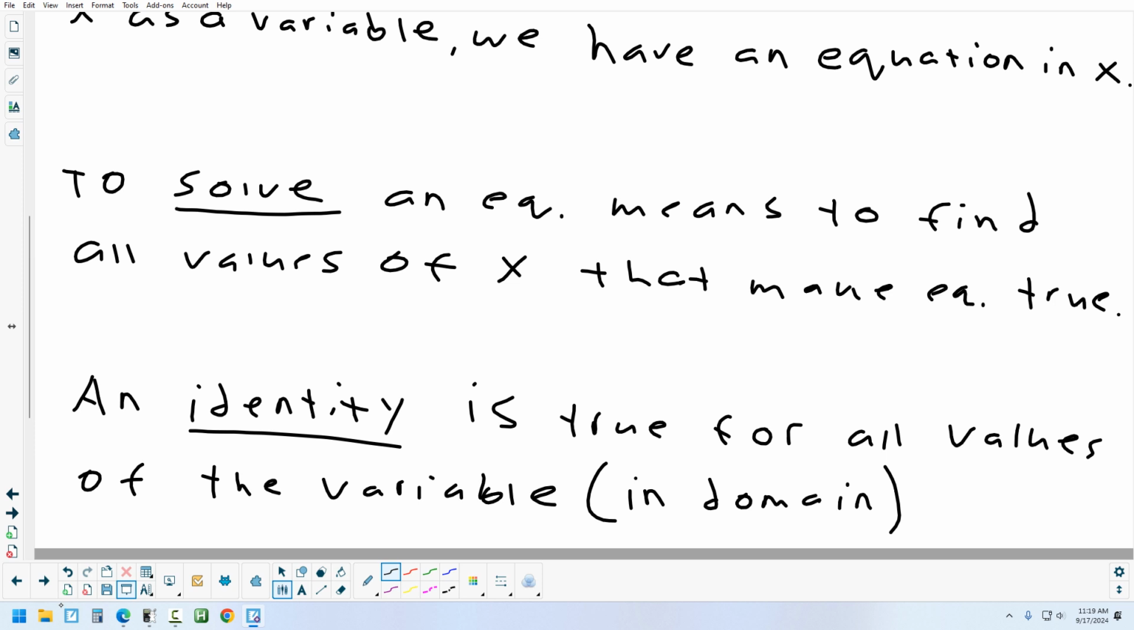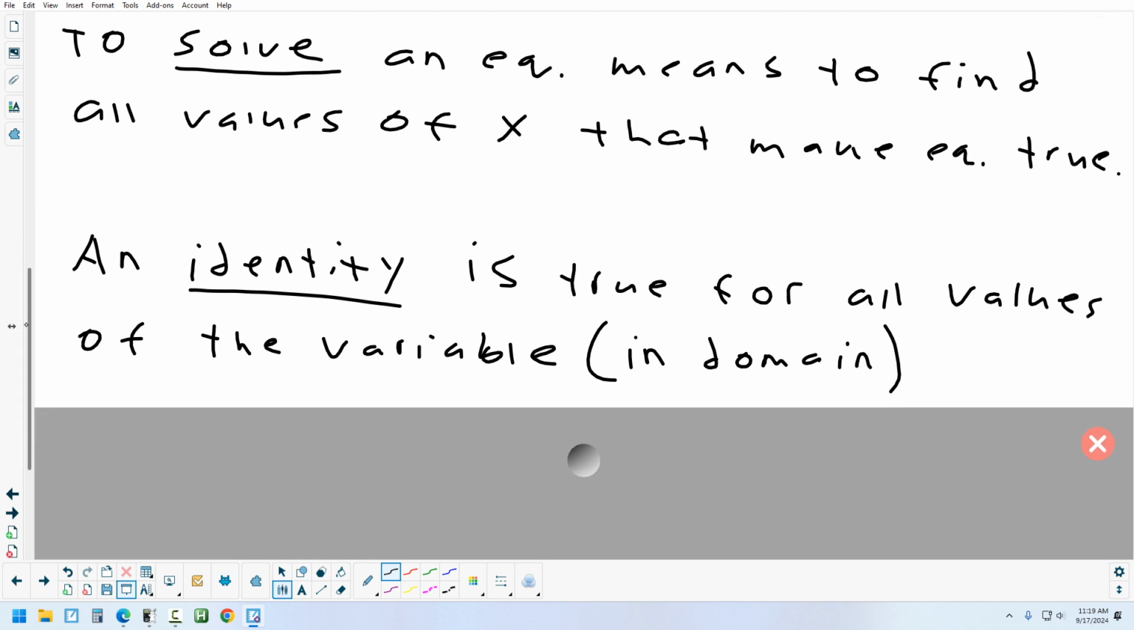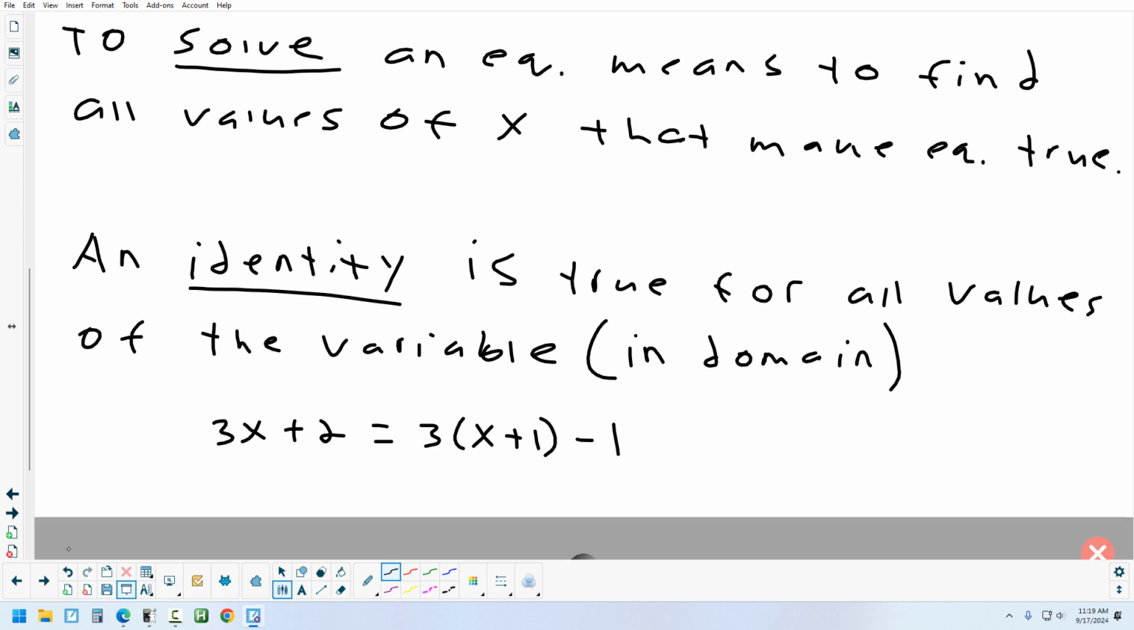So some equations are what we call an identity. If something is an identity, then that means it is true for all values. You might wonder, how could any number work in an equation? Well, you could have something like that. That's an identity. Why is that equation an identity?